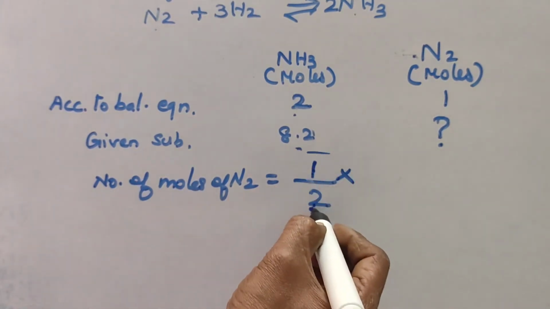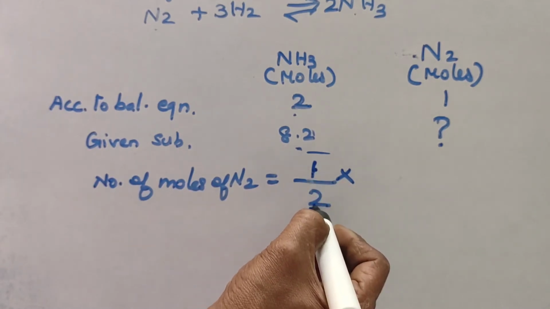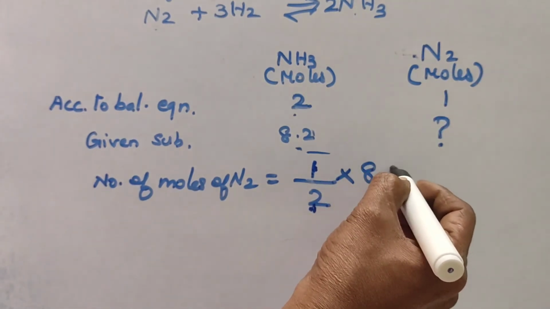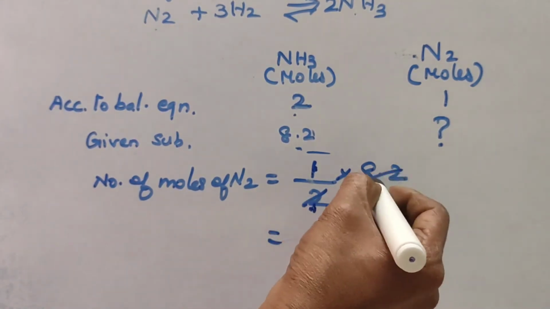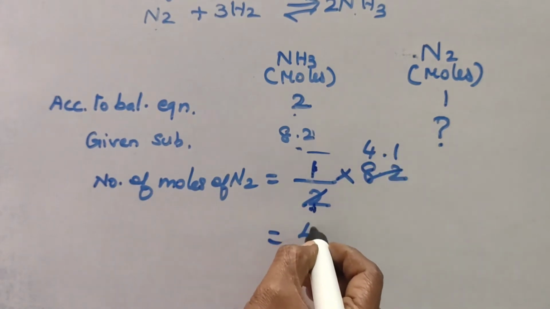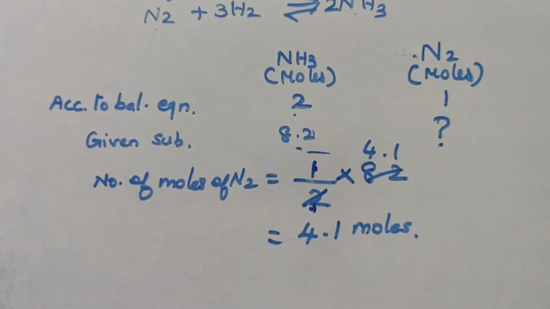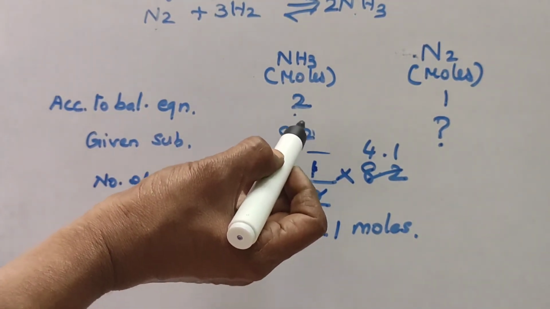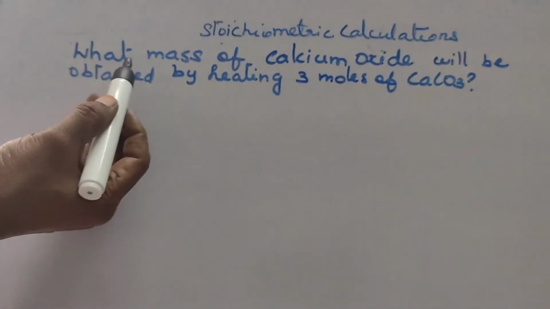For 2 moles of ammonia, 1 mole of nitrogen is needed. Means for 8.2 moles of ammonia, how many moles of nitrogen are needed? So, we can find out 4.1 moles of nitrogen is needed for the preparation of 8.2 moles of ammonia. Let us try to solve the next problem.